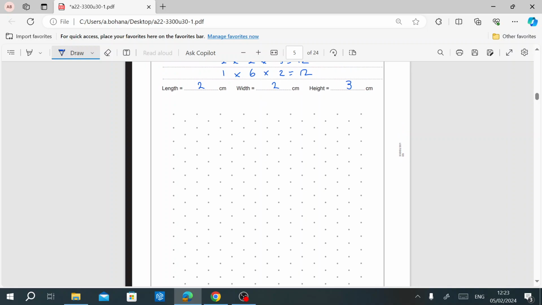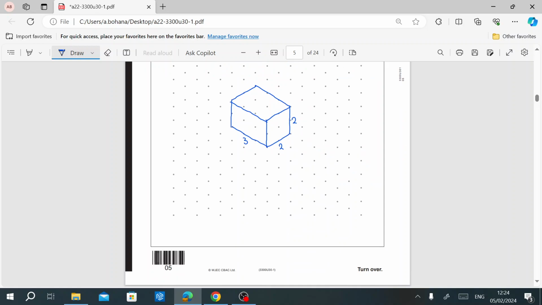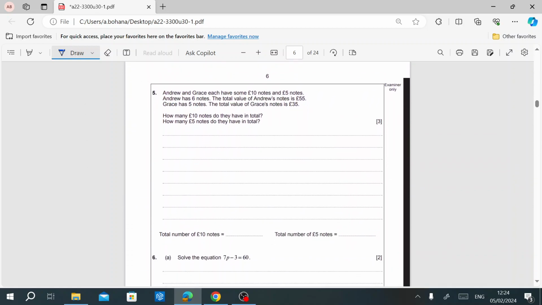Just 1 second. Just noticed the charge is getting a bit low on this. There we go. Okay, so 2 by 2 by 3. So what I'm going to do now is go 2 there, 2 there, 3 there. So there's your 2, there's your 2, there's your 3. Perfect. Okay? It's entirely up to you how you draw that. But make sure the dimensions all come to 12, yeah?